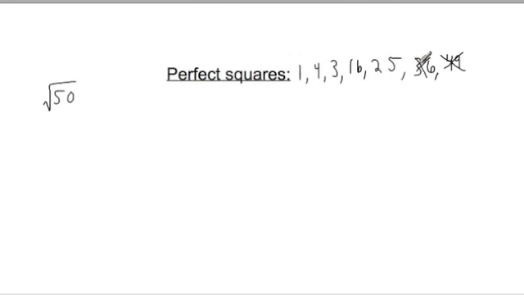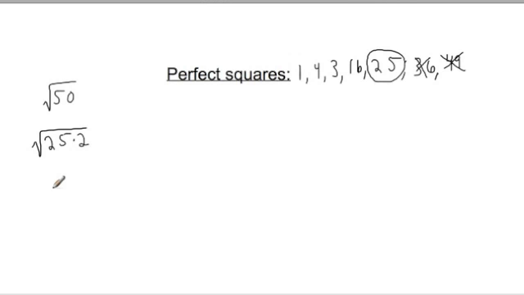Similarly, 36 is not a factor of 50. However, 25 is. You can tell by typing 50 divided by 25 into your calculator, or just knowing off the top of your head that 50 divided by 25 is 2. 25 goes into 50 evenly, so it's a factor. We have also already confirmed that it's a perfect square, so to simplify, we write the square root of 25, a perfect square factor, but we don't want to change the value, so we need to multiply 25 by something that'll give us 50.